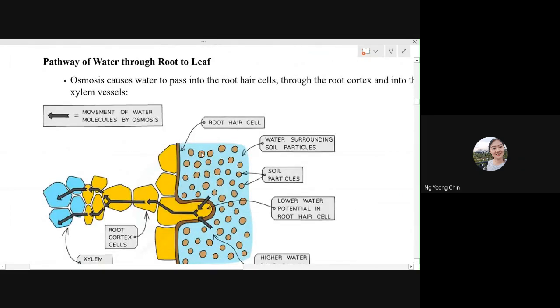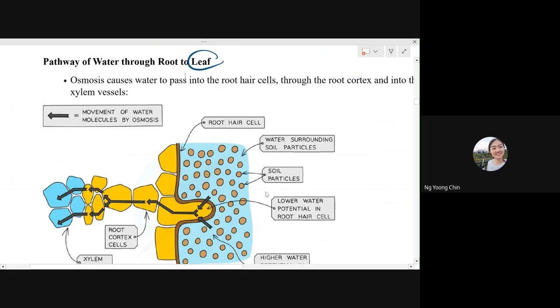Now, just now we already know how the water diffuses from the surrounding soil water and enters into the root hair cell, getting into the cell sap. So now the water molecules are already found inside the root hair cell. How will the water continue to go up and finally get into the leaf?